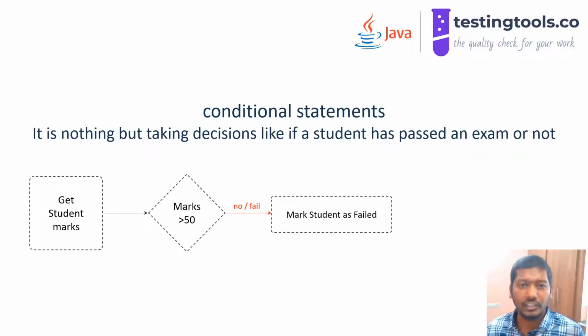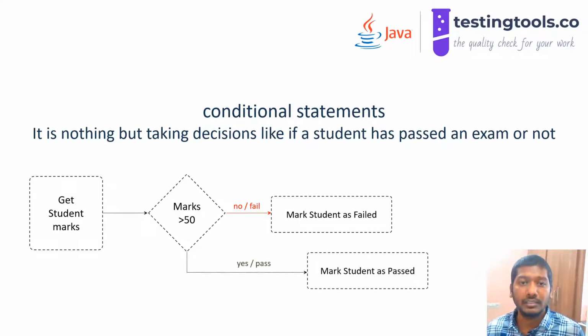Now, if he or she did not get marks greater than 50, that student is considered to be failed. If the student gets more than 50 marks, then the student will be marked as passed. These are the kinds of conditions that you will implement in your Java programming, right? So, this is called conditions.